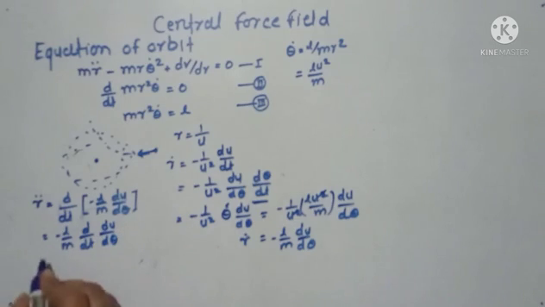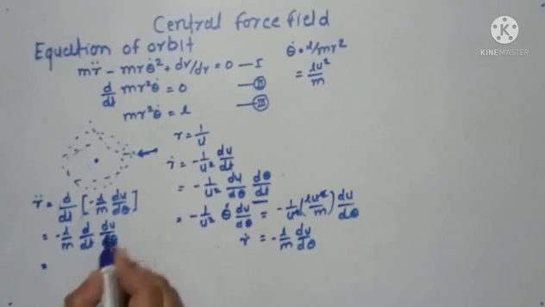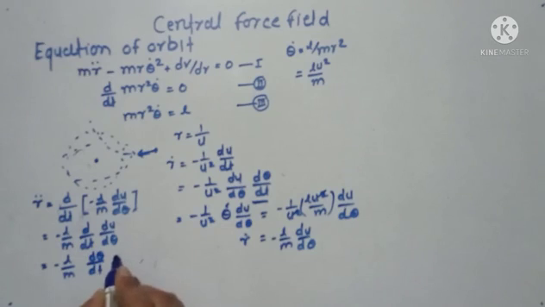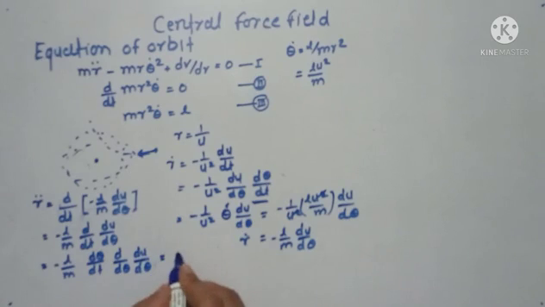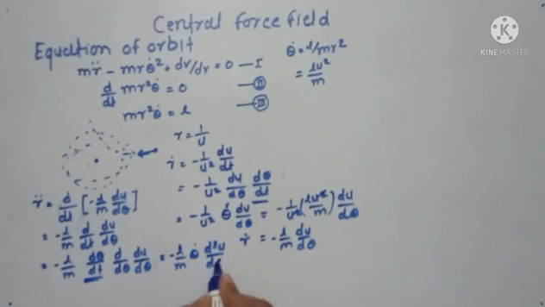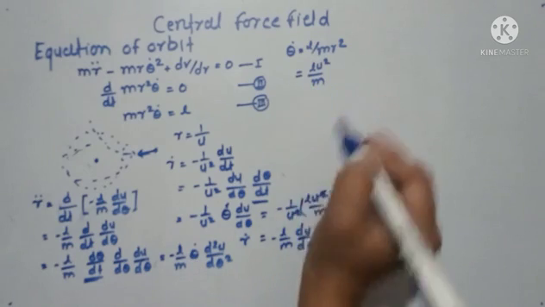Which I can write as, I just have to multiply by d theta in the numerator and denominator. So minus L by m into d theta upon dt into d by d theta of du upon d theta, which is equal to minus L by m, this d theta upon dt is nothing but theta dot, into d square u upon d theta square. So again we have to put the value of this theta dot, which we have calculated here.